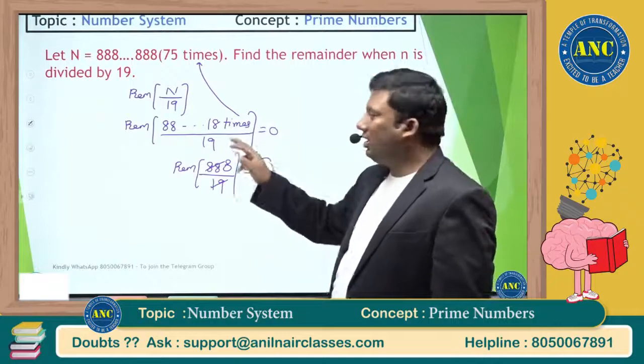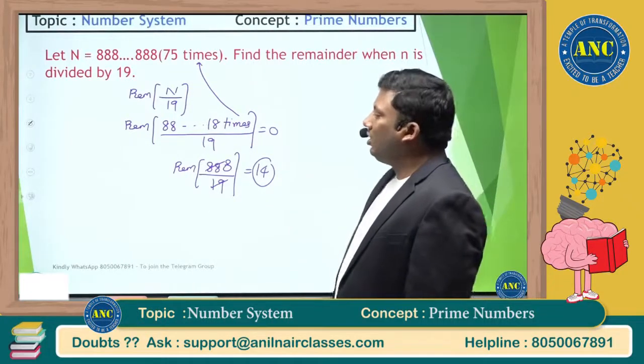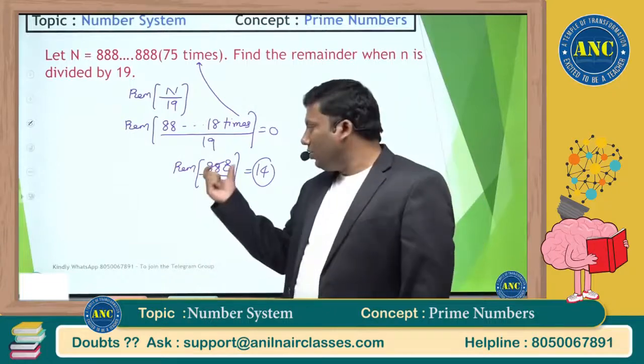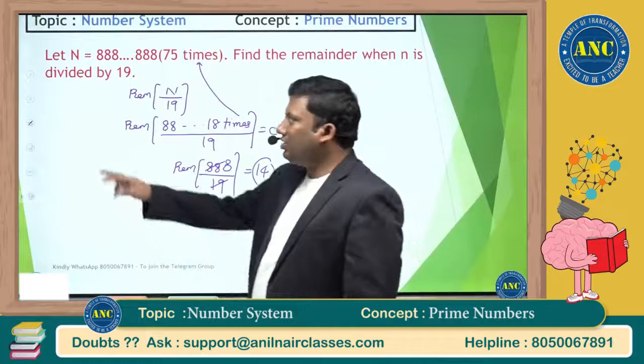18 times it is 0. 36 times it is 0. 54 times it is 0. 72 times it is 0. Remaining 3 8s are left. 3 8s divided by 19. Easy question.